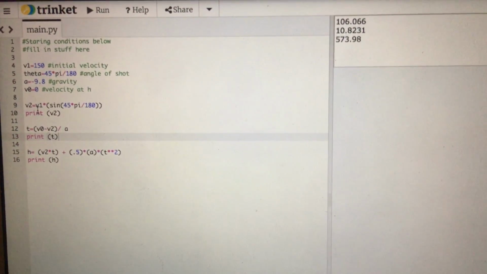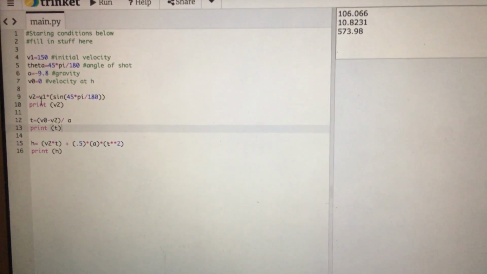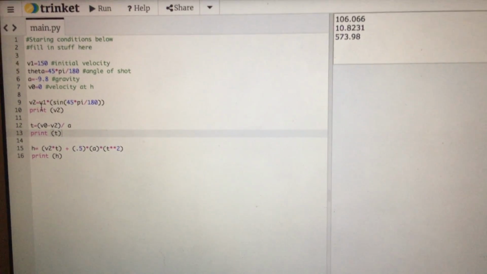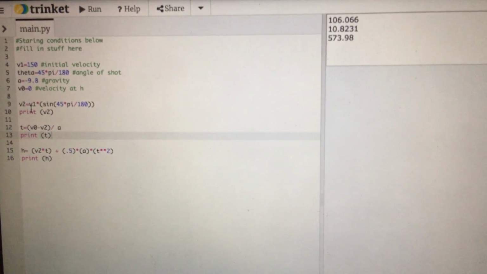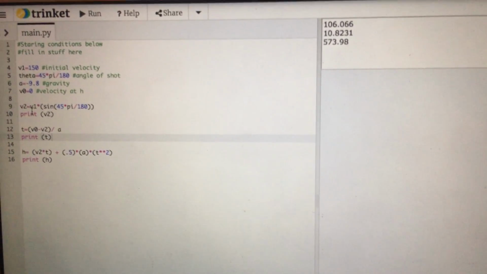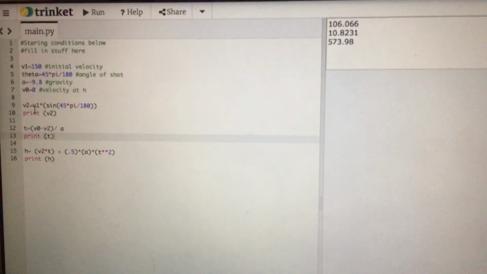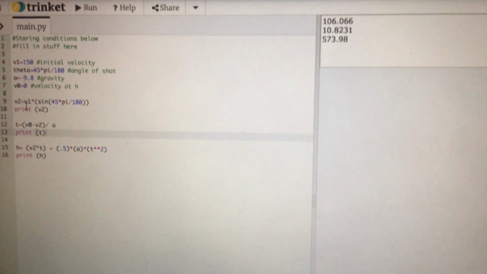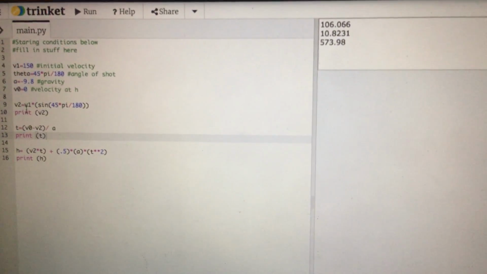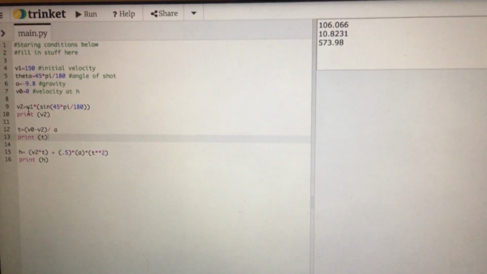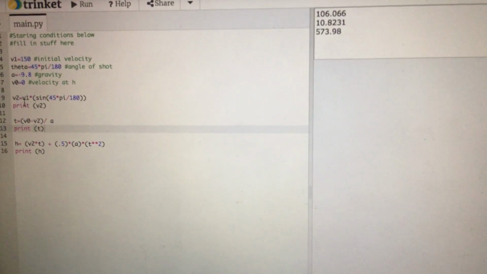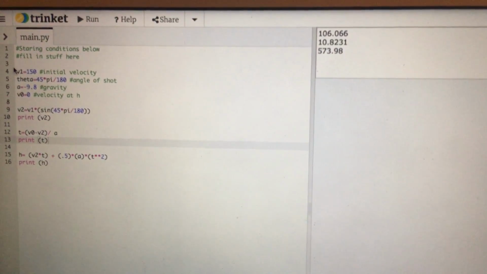Our distance update, which is going to be distance equals velocity times time plus 1/2 times acceleration times time squared. And also we're going to use the basic formula for acceleration, which is v2 minus v1 over delta t, which we have to change up a little bit to get t. But the first thing we need to do is go ahead and input our variables.